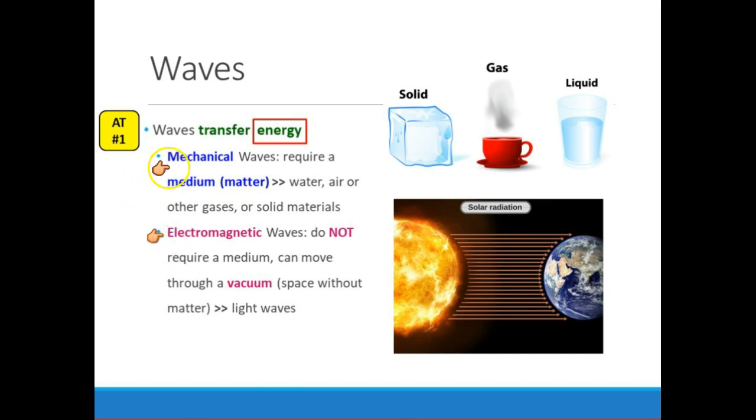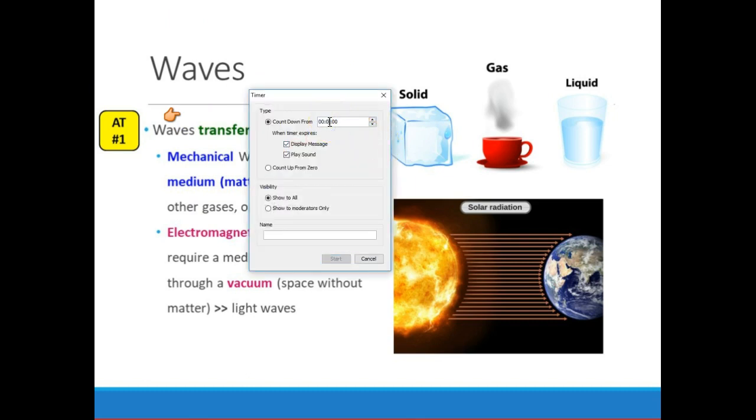Smiley faces if this makes sense. Mechanical waves require matter. Electromagnetic waves, like sunlight, do not, and their purpose for both of them is to transfer energy. Excellent. This is number 1 in your ticket. Give me a green check when you have it saved. It's a super fast one, so I'm going to give you 25 seconds.